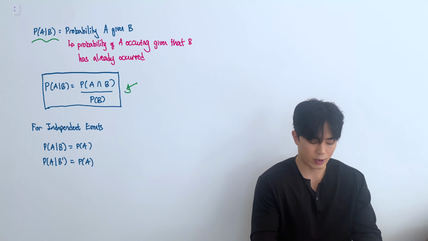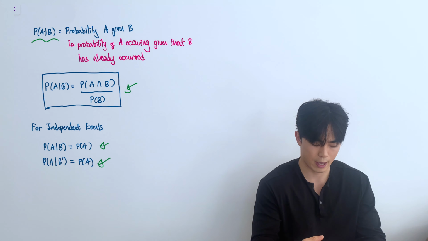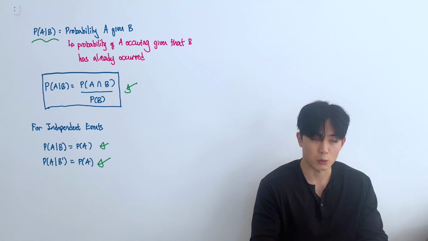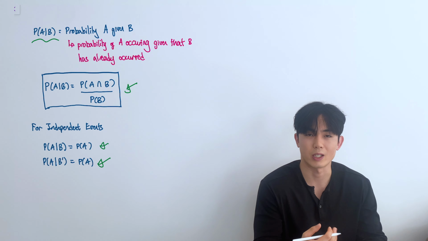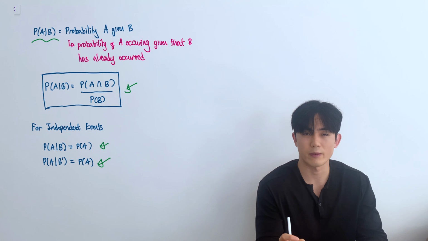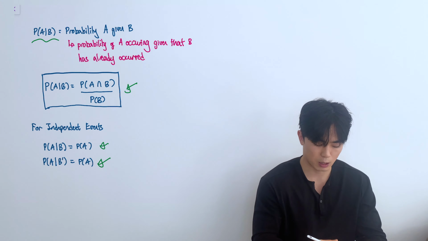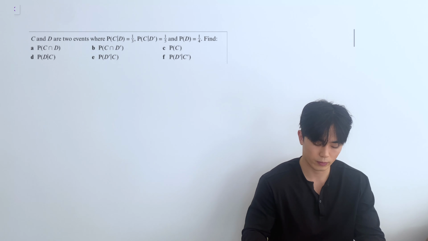Now for independent events, the probability of A given B is the probability of A, and the probability of A given not B is also the probability of A, like this. Right, so what does that mean? Well, independent just means that there's no effect depending upon previous results. So for probability of A given B, even though B has occurred, it should not affect what the probability of A is going to be. So that's why we have these two conditions like this.